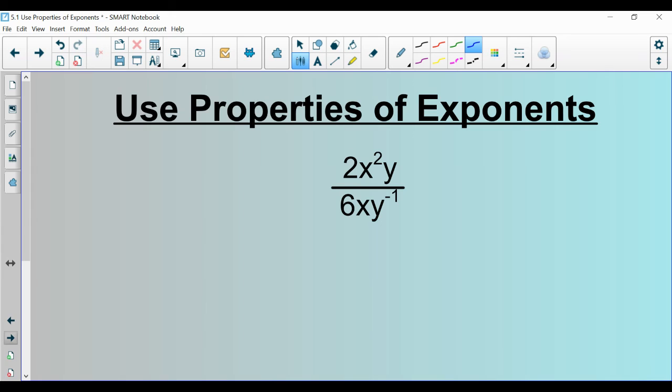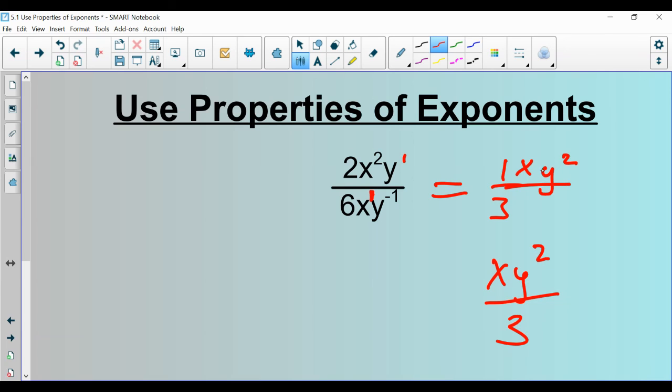Great time to pause this one and try it out, see what you guys get, make sure that you are doing this correctly. 2 over 6 would simplify to 1 over 3. The x's are being divided with the same base. That means you subtract their exponents. If it doesn't have an exponent, that exponent is 1, and 2 minus 1 would be x. Now we can work with the y's. Once again, this y didn't have an exponent, so I just wrote a 1 there. 1 minus negative 1 would be 2, so y squared. 1xy squared over 3, or we could just write this as xy squared over 3, since that 1 doesn't really do anything.